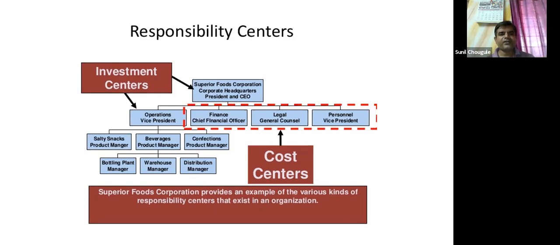Superior Foods Corporate headquarters: president and CEO, operations vice president. They are investment. When it comes to the operations of a particular organization, operations include manufacturing, storage and transportation of raw material, from raw material to finished goods. These all are investments. And when it comes to cost center, finance and personnel, they all are cost centers.